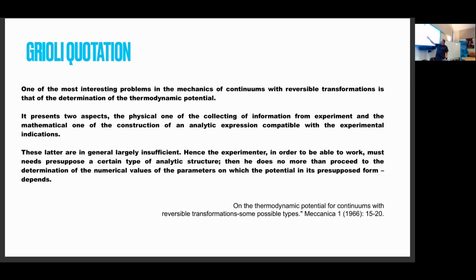And it presents two aspects. The physical one of collecting all the information from the experiment, and the mathematical one of the construction of an analytic expression compatible with the experimental indication. And he says, these latter are in general largely insufficient. The experimental indications don't allow you to find exactly the thermodynamic potential. Hence, the experimenter, in order to be able to work, needs to presuppose a certain type of analytical structure.